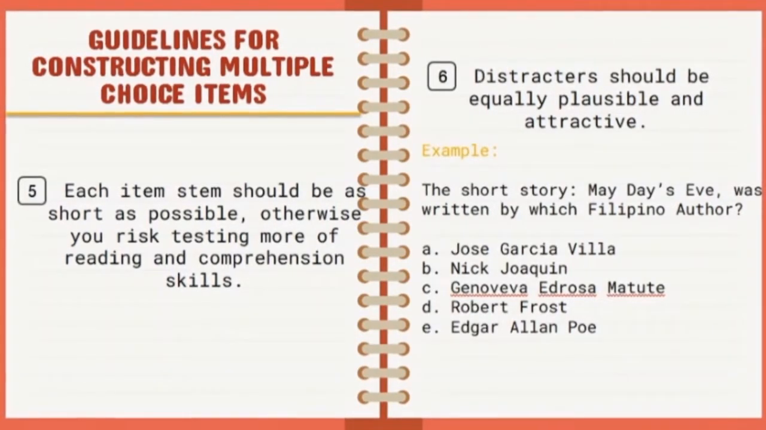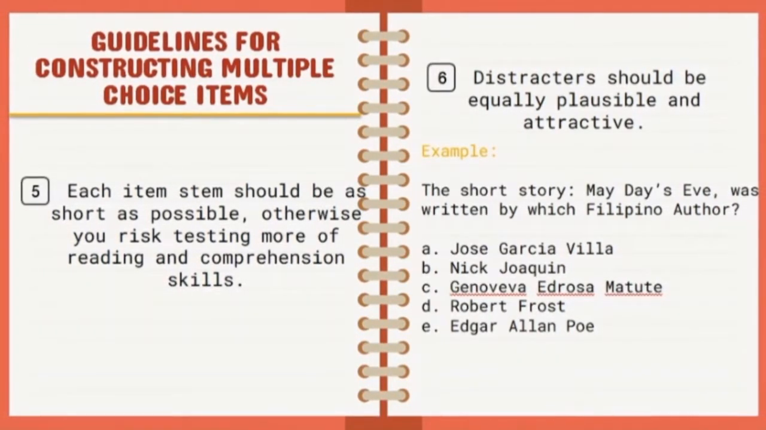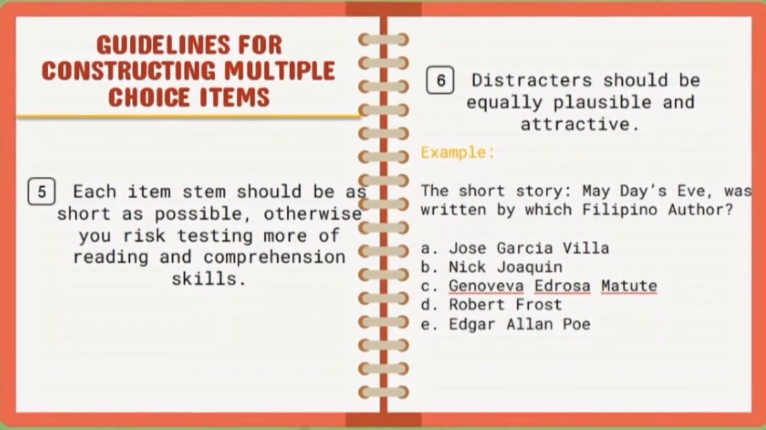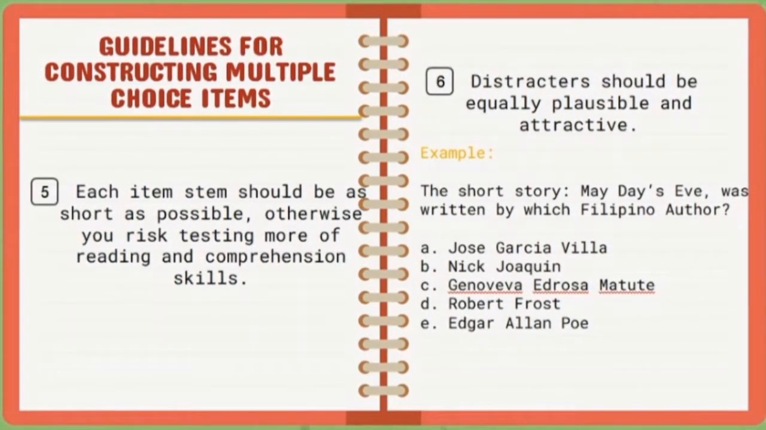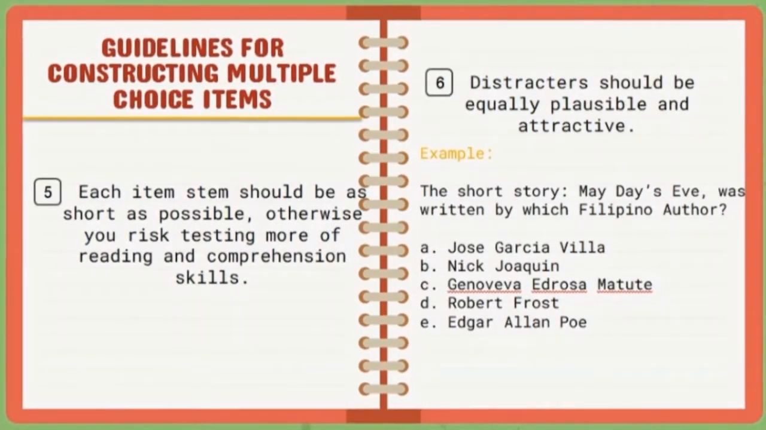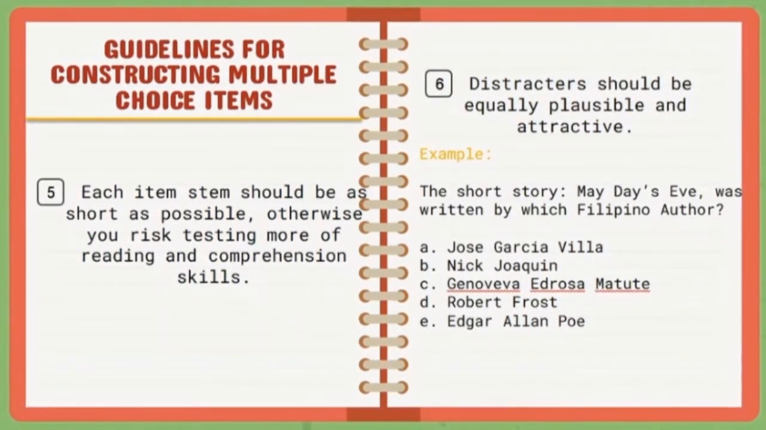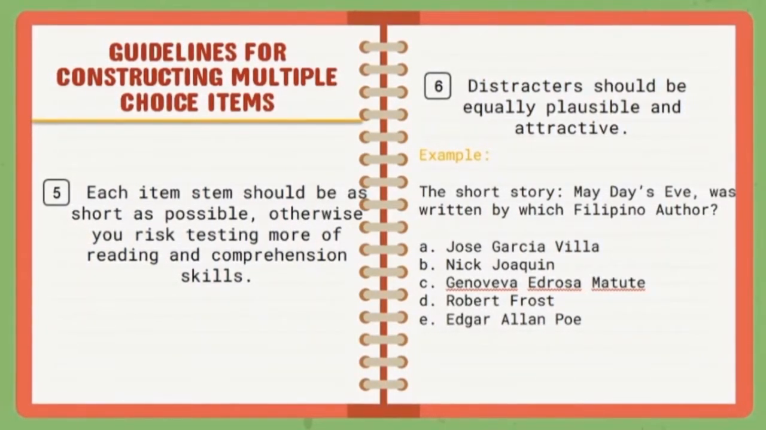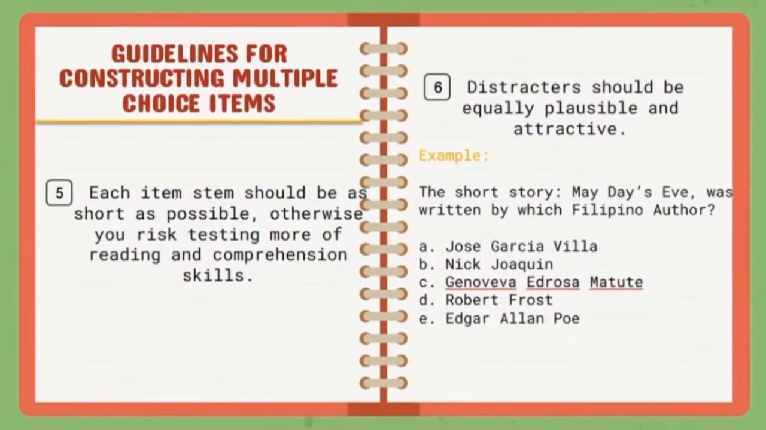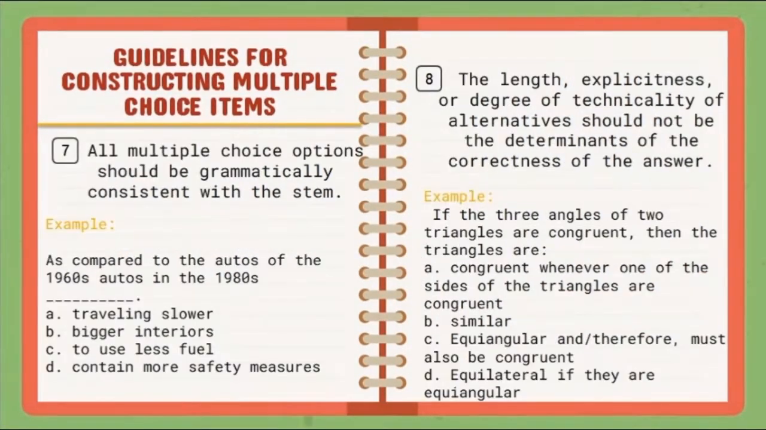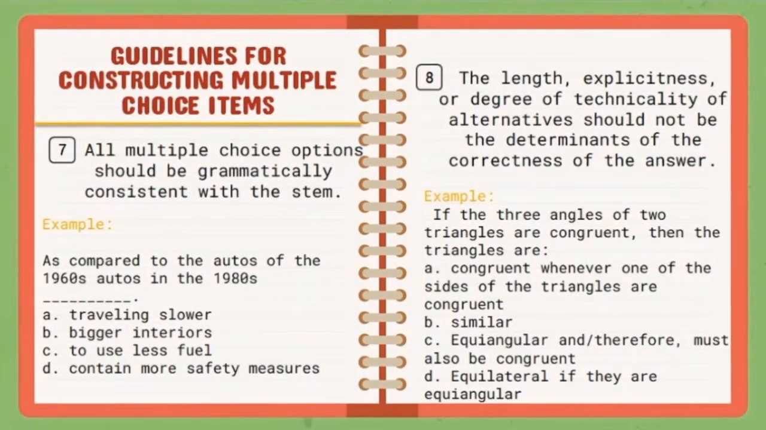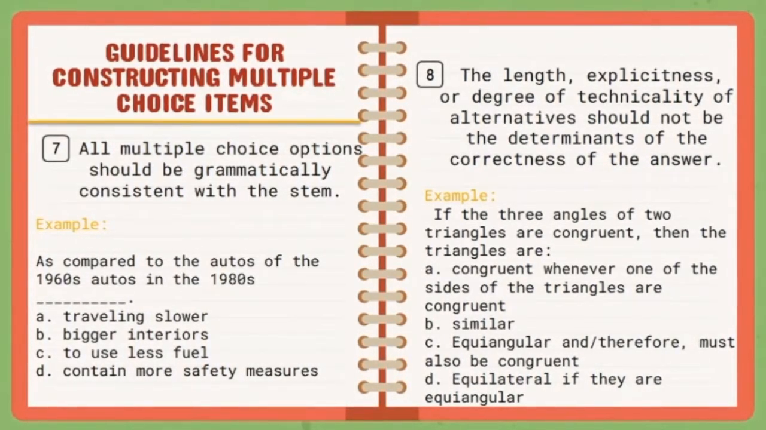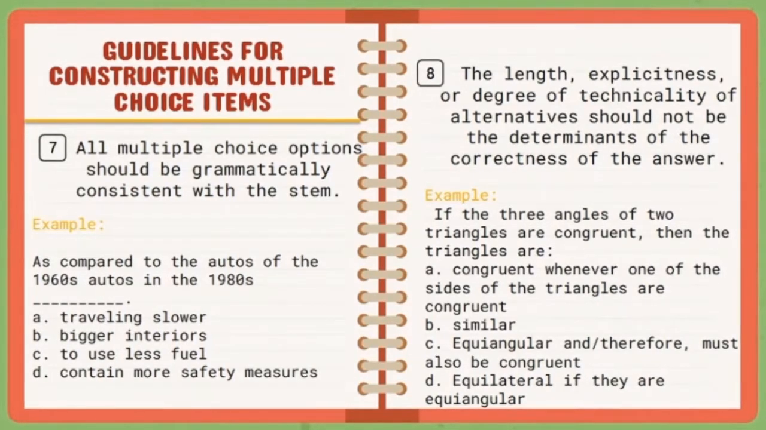So in this example, only the first 3 in the options carry the burden of the entire item, since the last 2 can be essentially disregarded by the students because they are foreigners. So if the distractors had all been Filipino authors, the value of the item would be greatly increased. Number 7. All multiple choice options should be grammatically consistent with the stem.